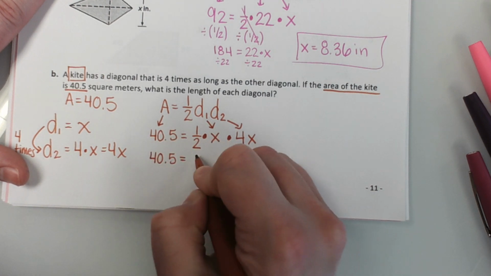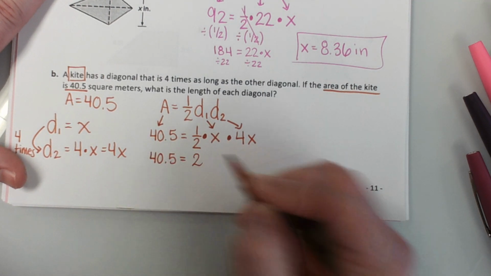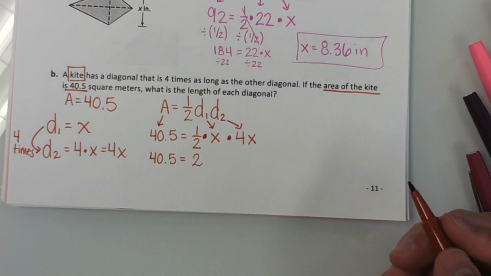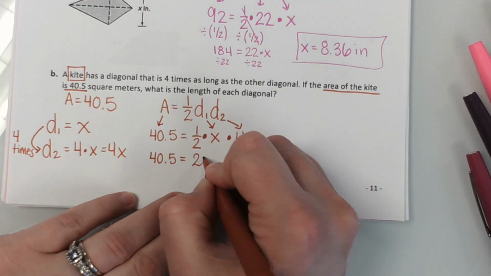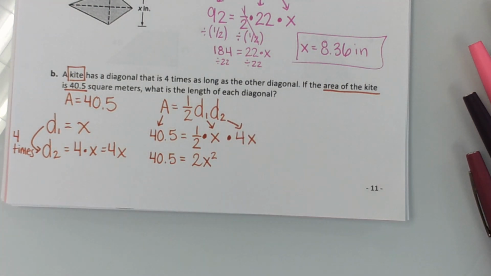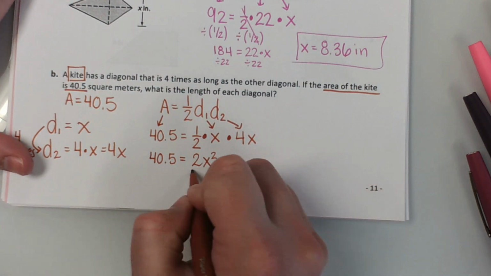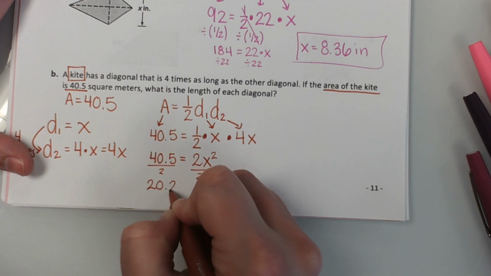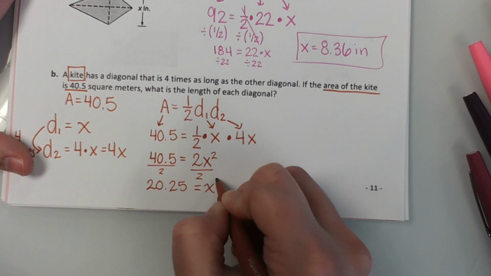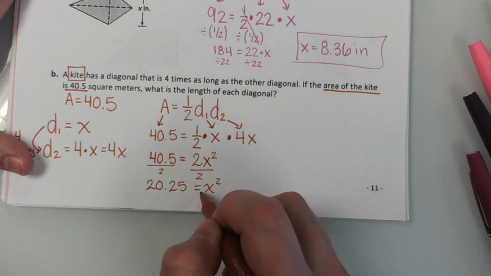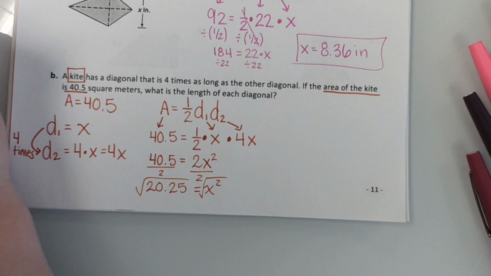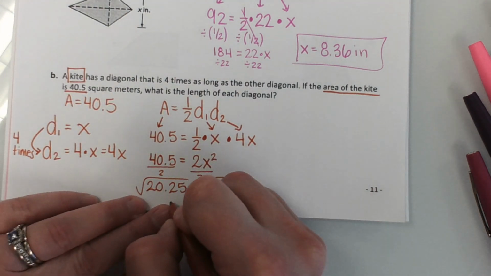1/2 times 4 is 2. What is x times x? X squared. That's what that simplifies to. I want to solve for x. Start by dividing by 2. You get 20.25 equals x squared. To get rid of the squared, you take the square root. Square root of 20.25 is 4.5.